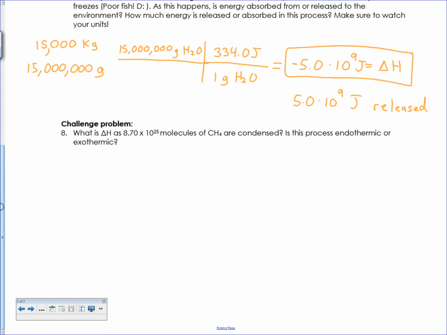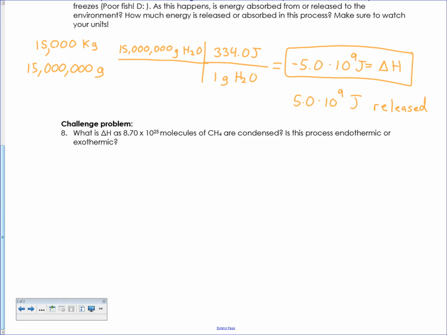Okay, so we have this challenge problem here at the end. It says, what is delta H as 8.70 times 10 to the 25th molecules of CH4 are condensed? Is this process endothermic or exothermic? So in this case, we have to go through a stoichiometry problem on this one. I'll tell you this is not likely to be something on the test. It's just something to kind of push you to sort of review some things from the past.